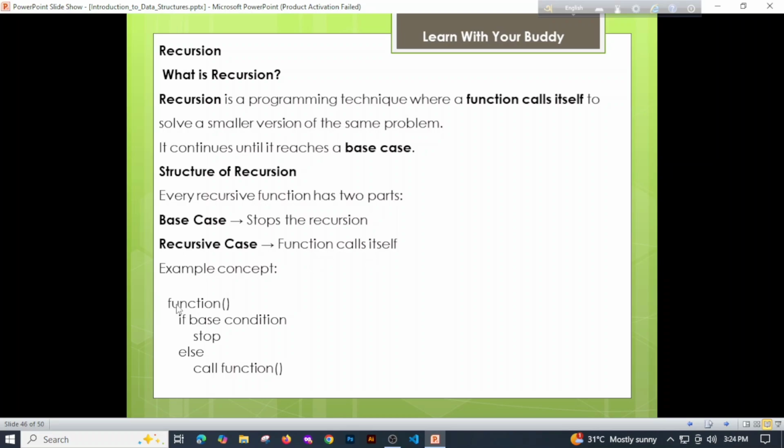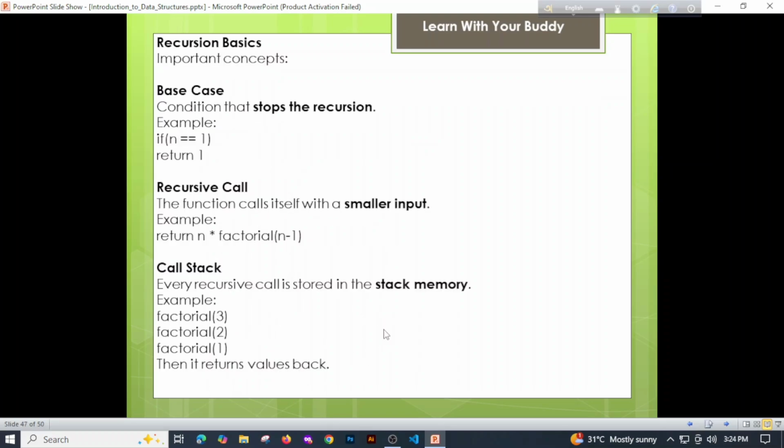Here we have a structure that we will do in our code in our upcoming videos. So yeah, now we will learn about recursion basics. Well, it's a very important concept. In the base case, here is the condition that stops the recursion. For example, if n is equal to 1, it will return 1.